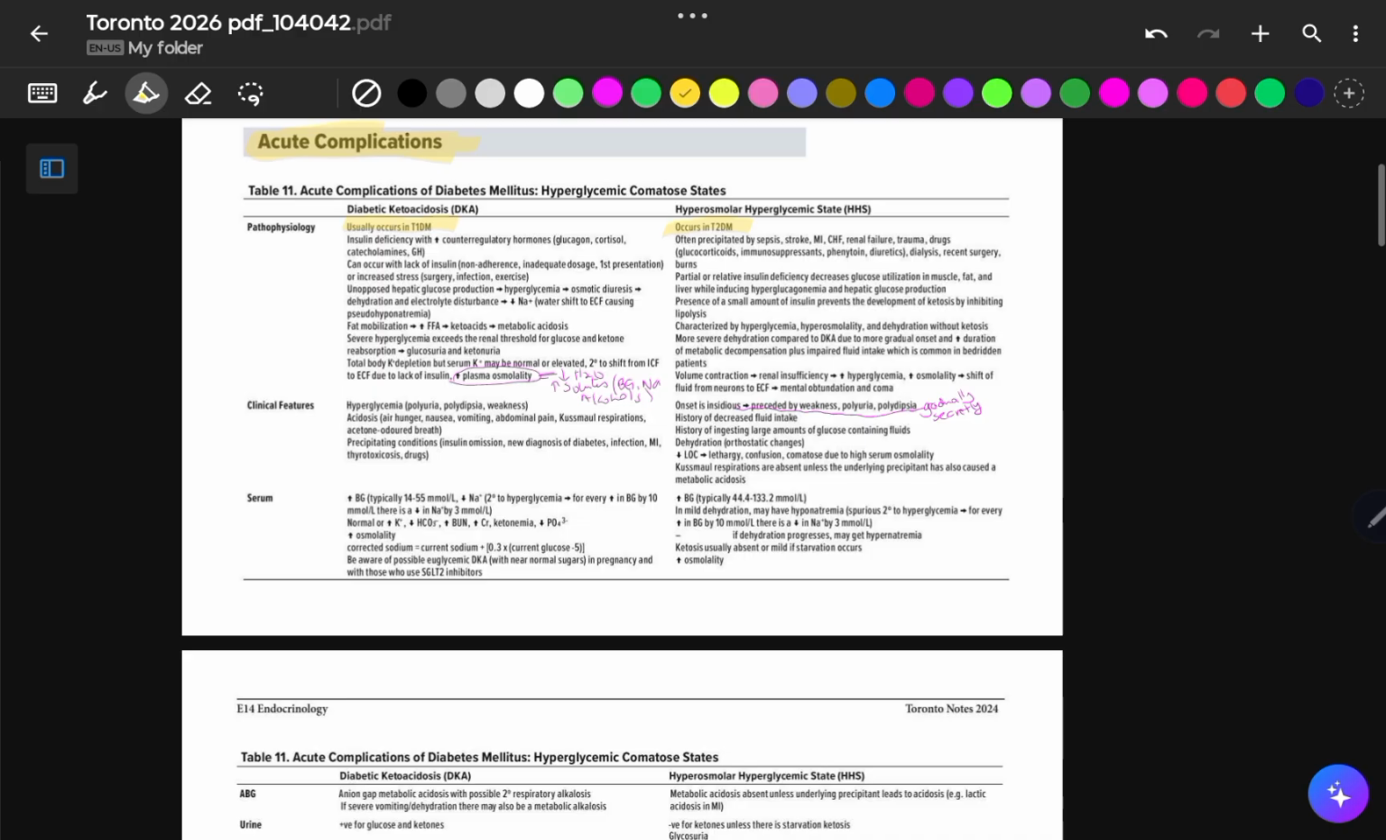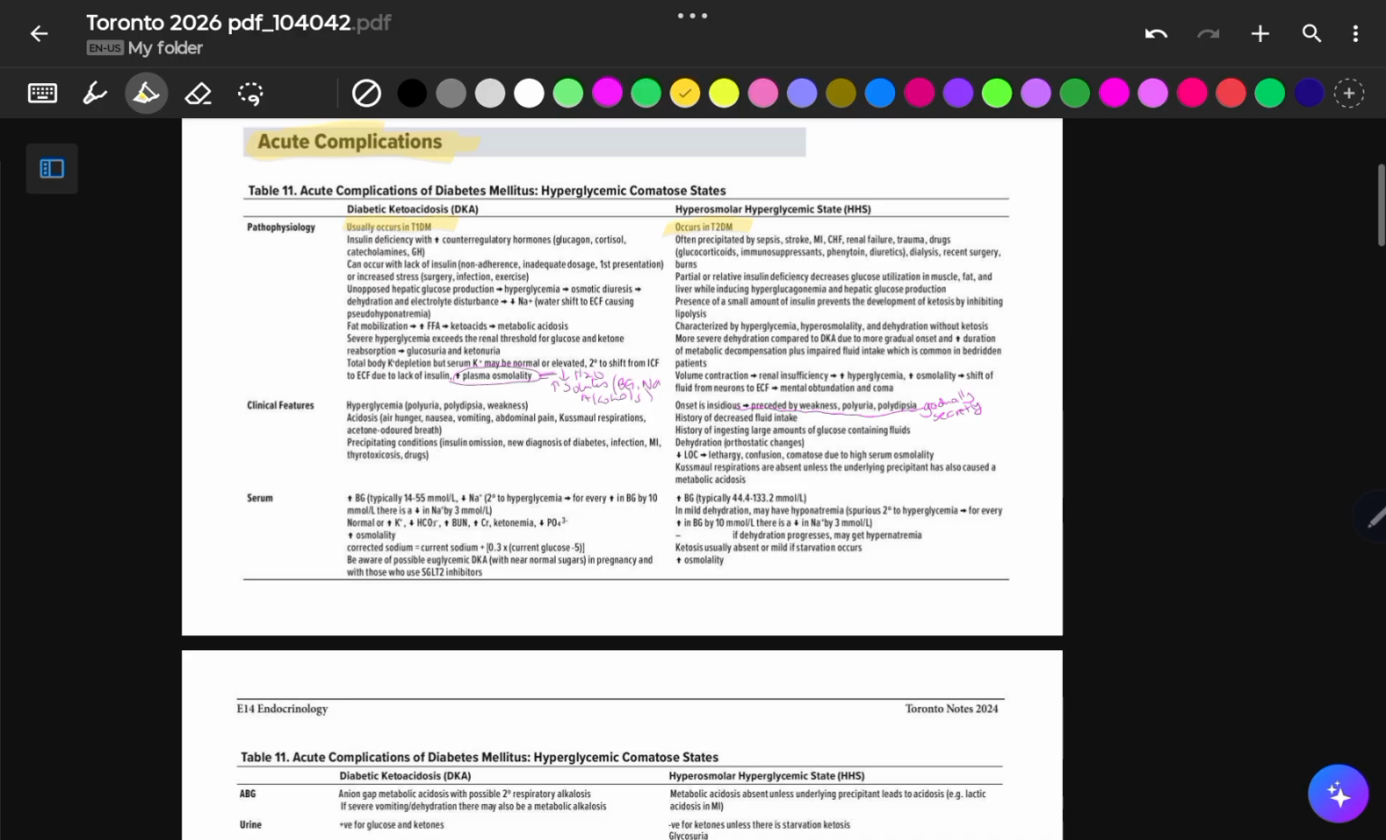So how are you going to correct sodium? If you want to replace sodium because the patient is hyponatremic, you need to calculate the corrected sodium. It's going to be the current sodium plus, in brackets, 0.3 times the current glucose minus 5. So it's your current sodium plus 0.3 times the current glucose minus 5.